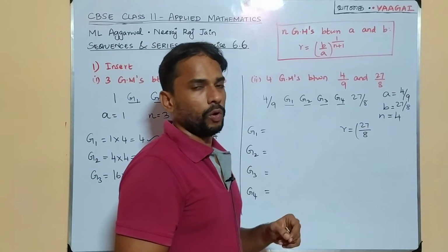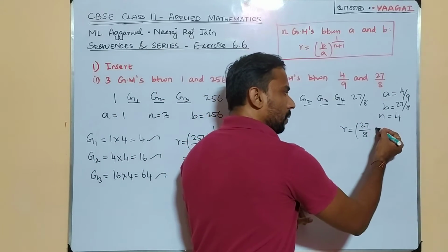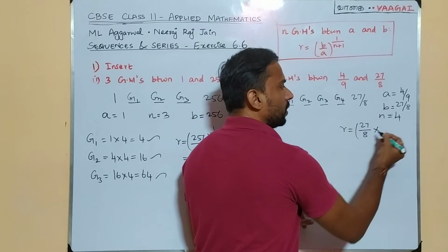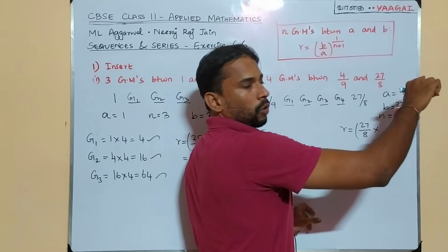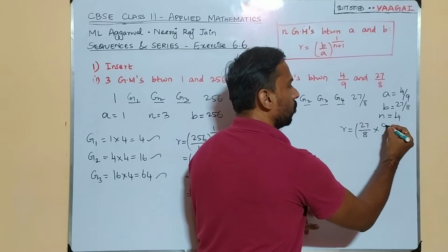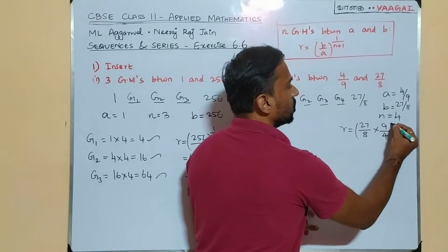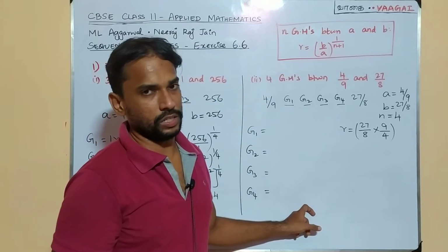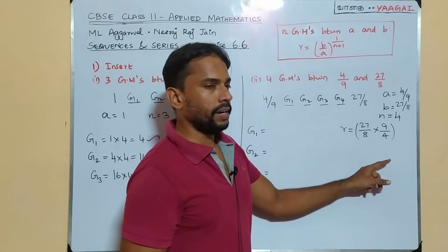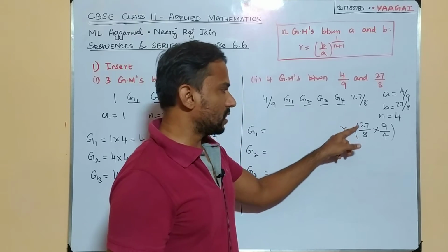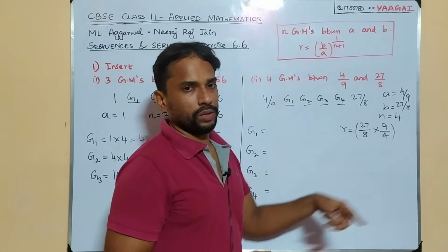Let me change the division to a multiplication sign. Then the A value gets reciprocated, so it becomes 9 by 4. I hope you can understand this. So 27 by 8 divided by 4 by 9 is written as 27 by 8 into 9 by 4. That's it. Simple.